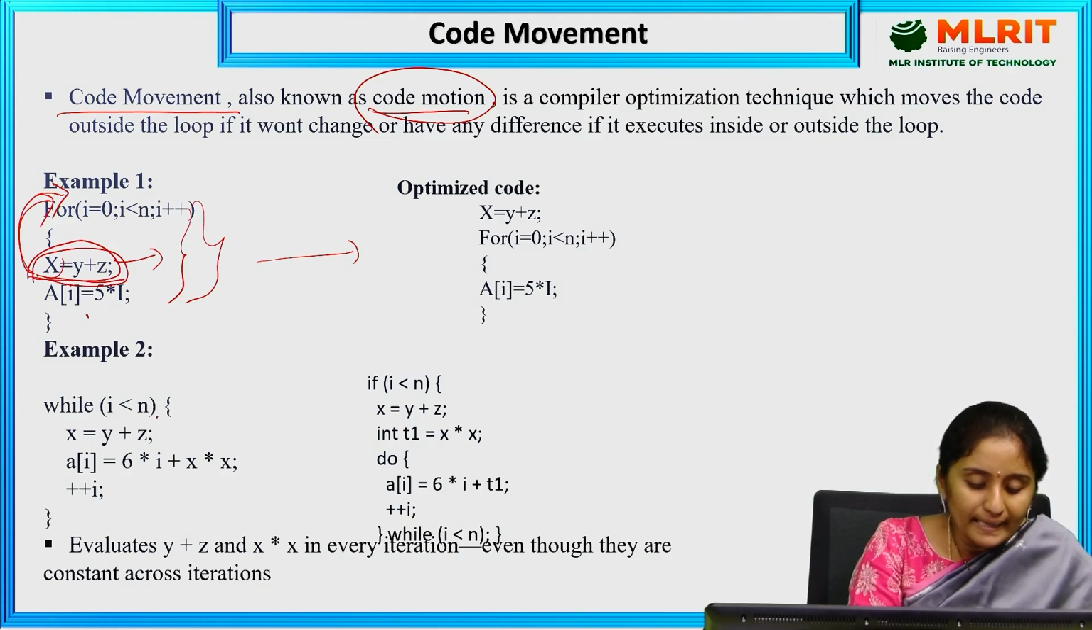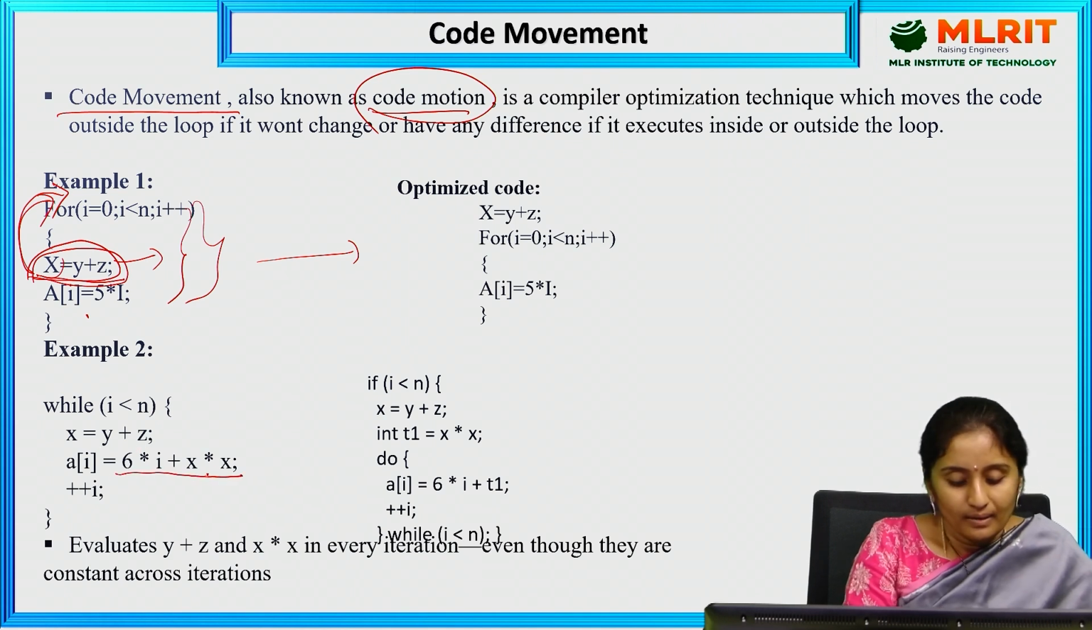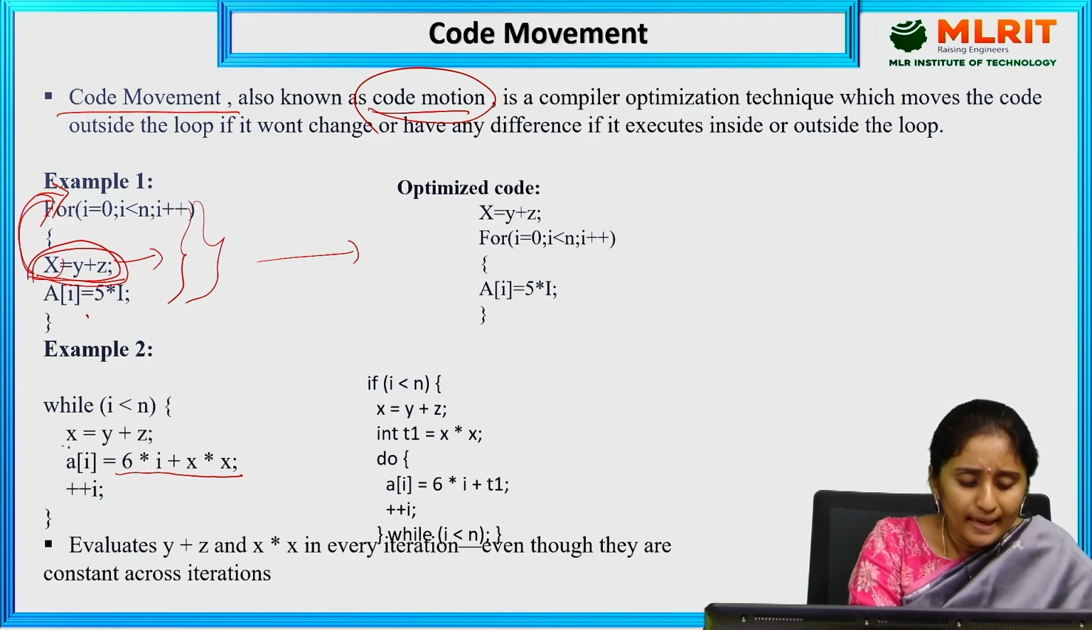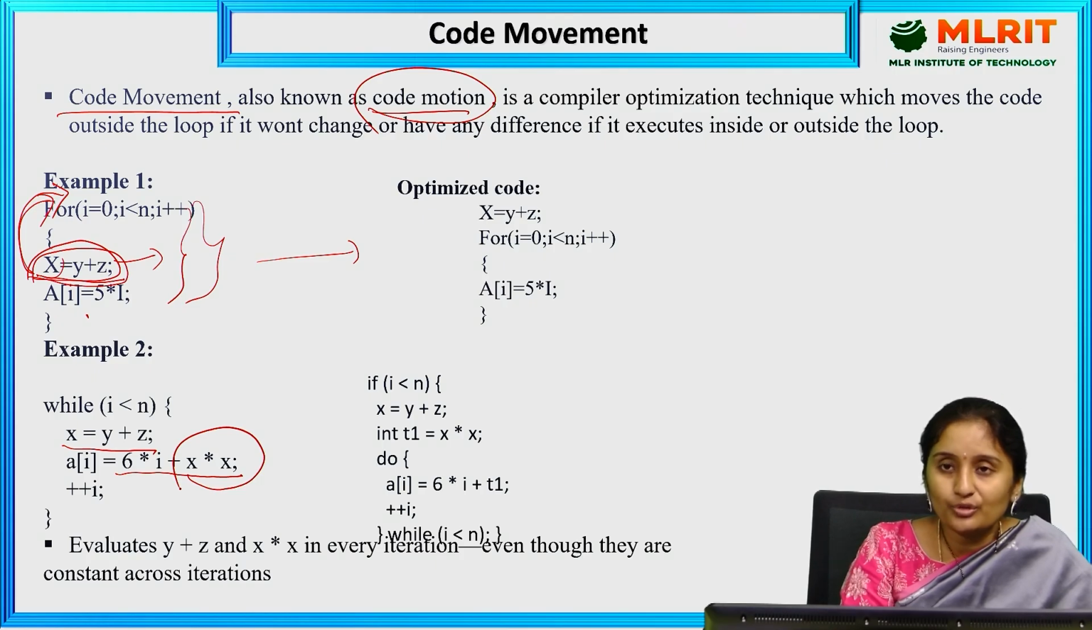While I less than n, open brace, x equal to y plus z, a of I equal to 6 into I plus x into x, and plus plus I. So here what it is doing is x equal to y plus z, so the x value is updated here. The x value we are going to use 2 times.